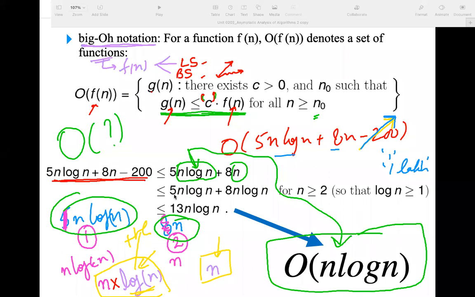Now, mathematically, what we can do: 5n log n plus 8n is less than 5n log n plus 8n log n, because we know that in this case 8n is growing slower than 8n log n, right? Therefore, we have used this sign over here. And then we combine them together and get 13n log n. 13 is not there because it's just a multiplication factor. And the value of big O becomes n multiplied by log n, right? This is our value of big O, which you can deduce like this also.